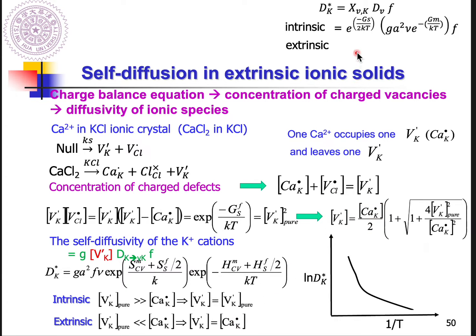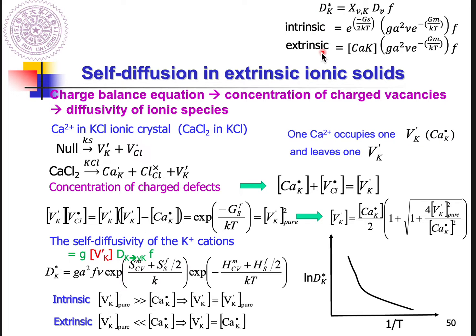And you can get the diffusivity becoming proportional to the concentration. This will become a constant because you know how much dopant you doped in this ionic material, right? And the dV is the same, and write down the correlation factor F. So now we know, we try to draw these two cases.